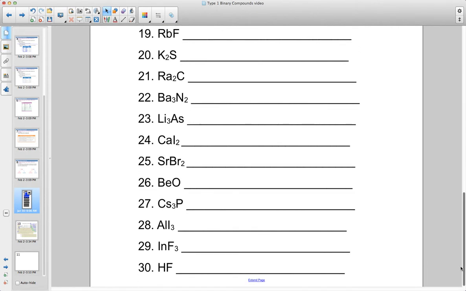Okay, you have all the way down till number 30. Be ready to go because we will be looking over these in class whenever you get to class.